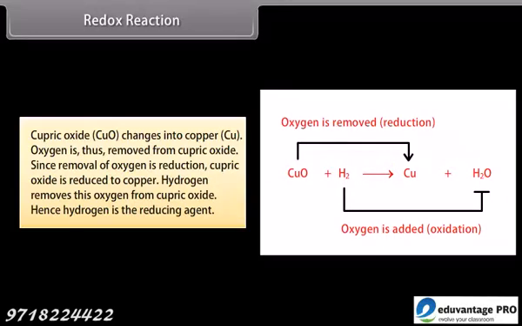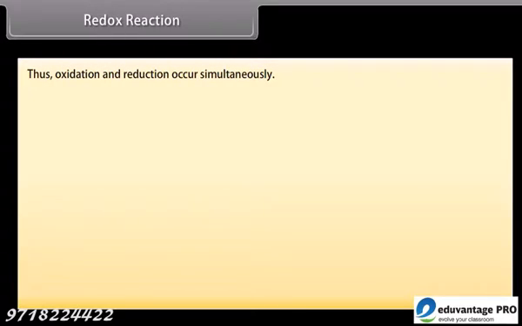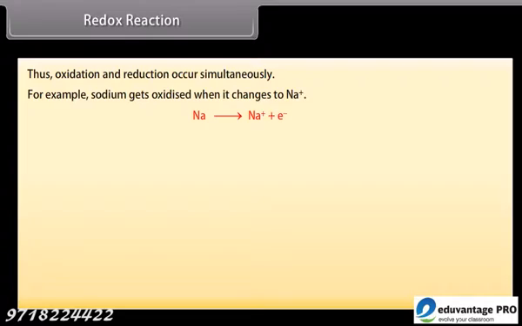Hydrogen removes this oxygen from cupric oxide. Hence, hydrogen is the reducing agent. Thus, oxidation and reduction occur simultaneously. For example, sodium gets oxidized when it changes to Na+.